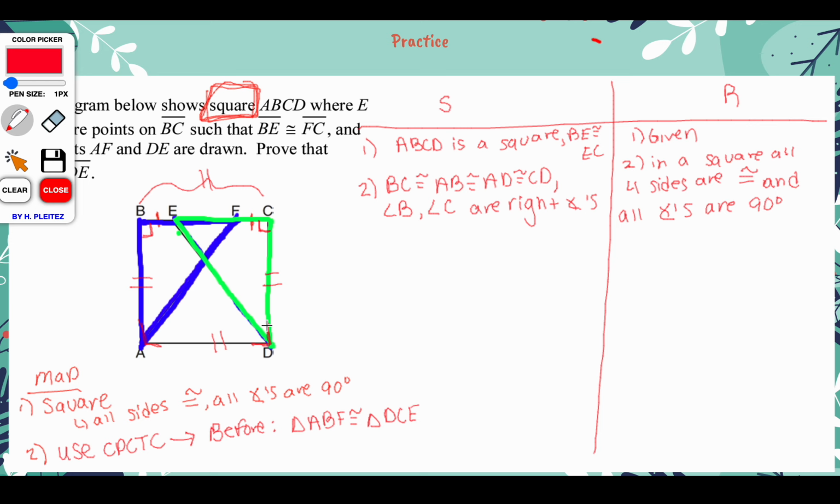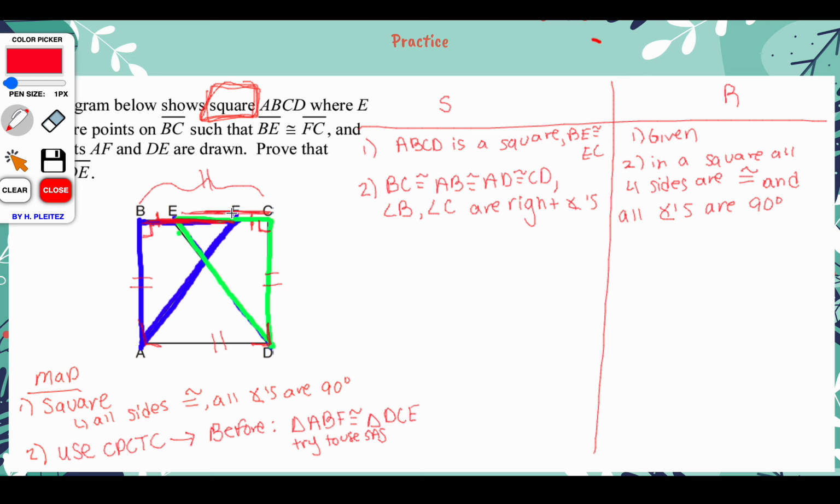Okay, so far, in both triangles, I have a side, an angle, and that's it. So my goal, I'm going to try to use SAS. I'll add this to my map. But in order to use SAS, I literally only need this side right here. I need this side for the blue triangle, and then I need this side right here for the green triangle.